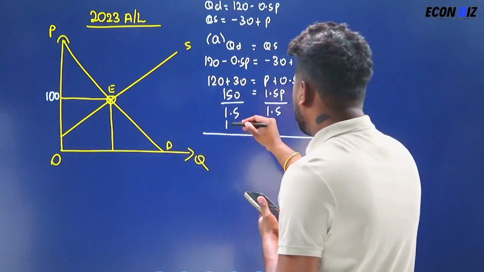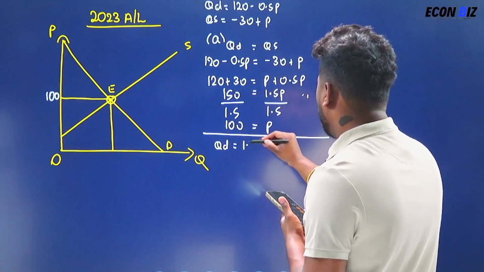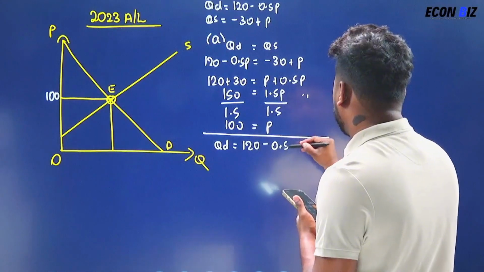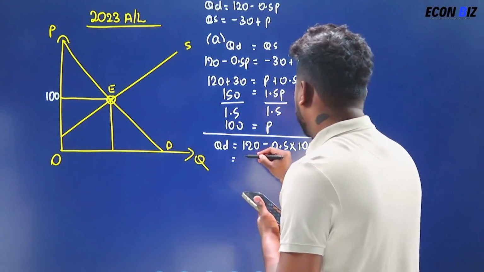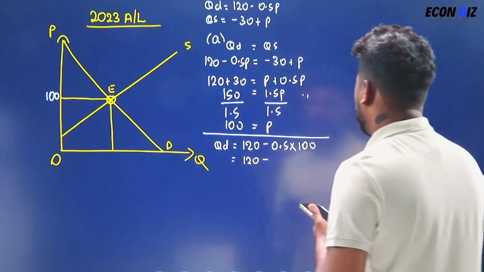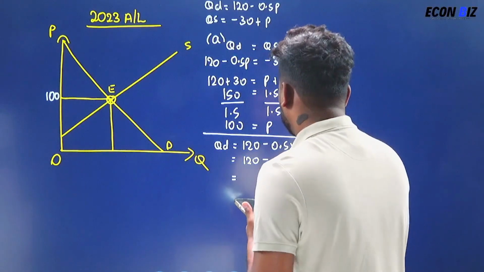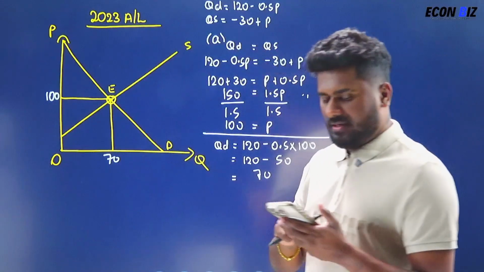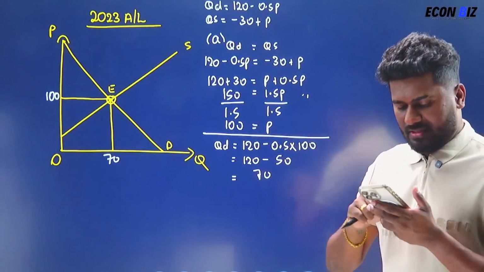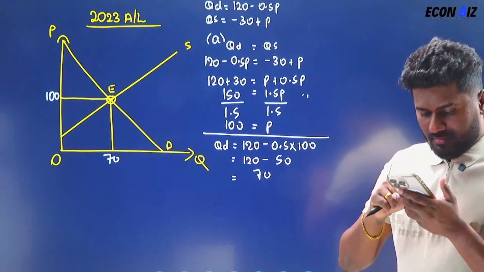Now let's take the equilibrium quantity. Take the demand equation, 120 minus 0.5p, and instead of p apply the equilibrium price. That is 70.